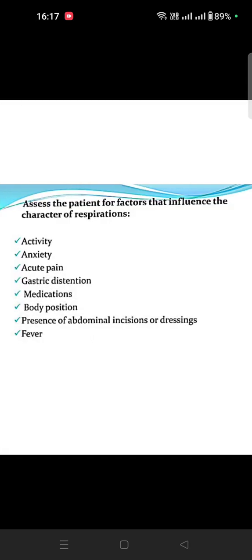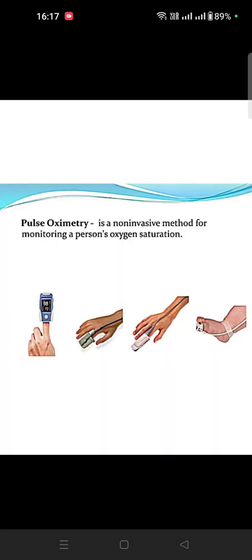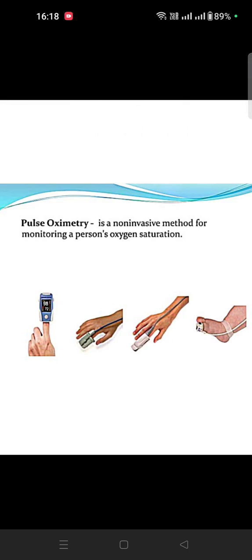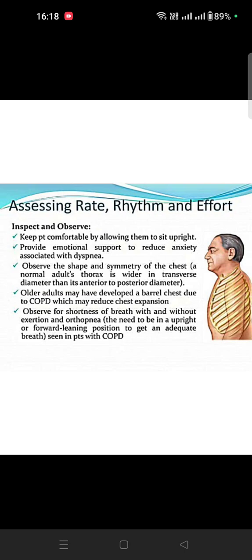So what are the factors? Activity, anxiety, acute pain, gastric distension, medication, body position, presence of abdominal incision or dressings, then fever. These have an influence. Then the pulse oximeter, how can we check? We can use the index finger. So we can see the rate and check the pulse and O2 level.